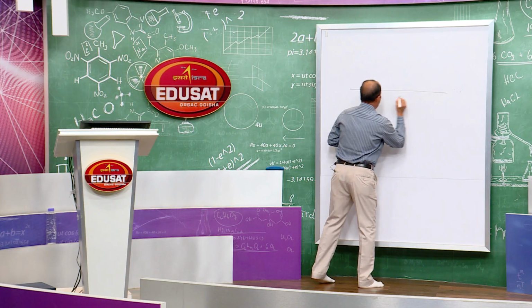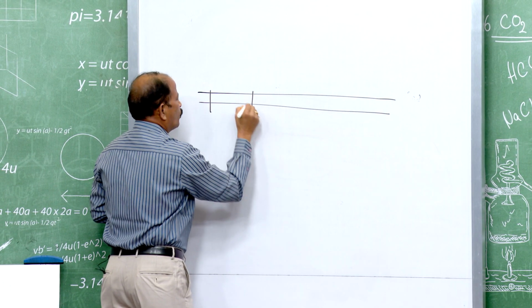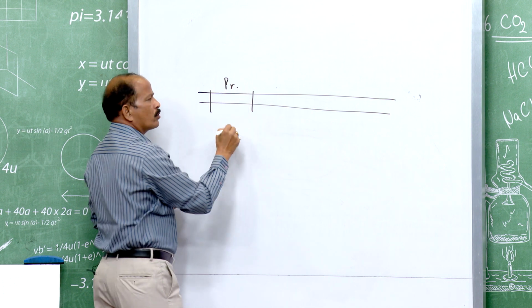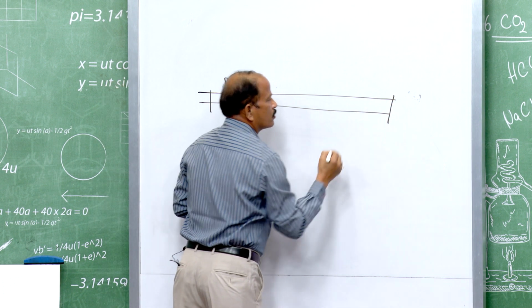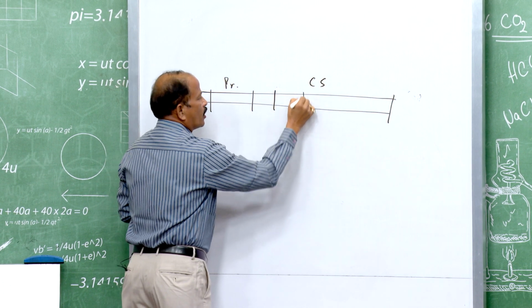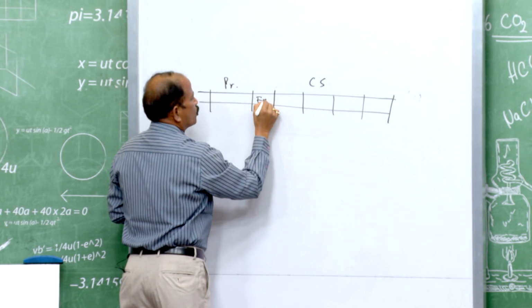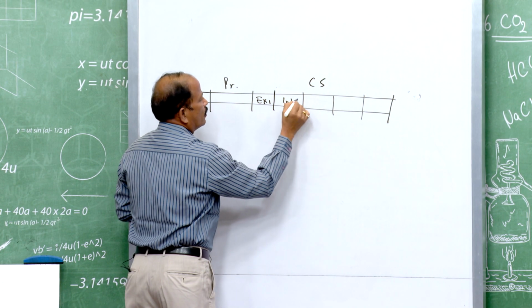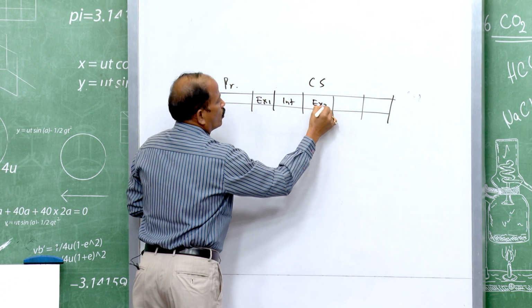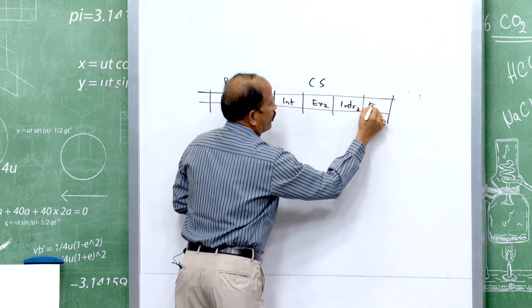We know eukaryotic genes are split genes. Here simply I want to write, this is the promoter and this is the coding sequence, CS. The coding sequence has exons and introns. Here I will write exon 1, this is intron 1, this is exon 2, this is intron 2, and this is exon 3.